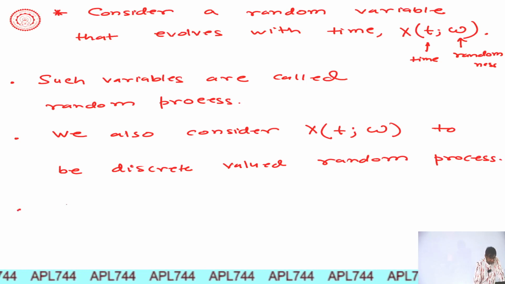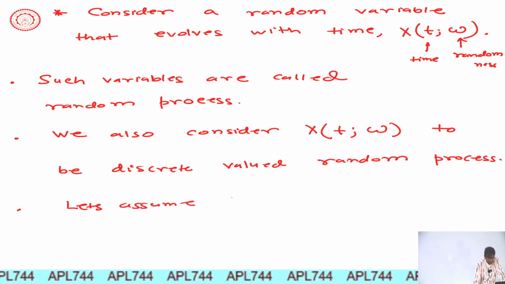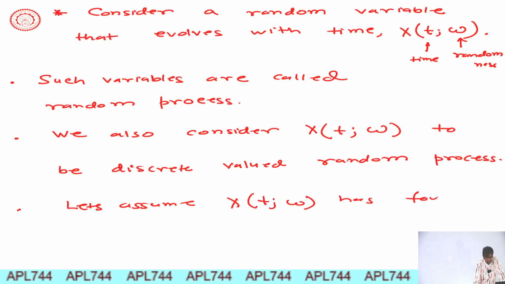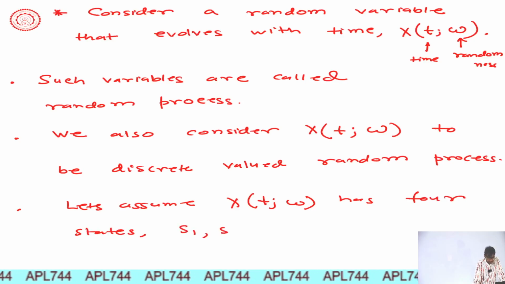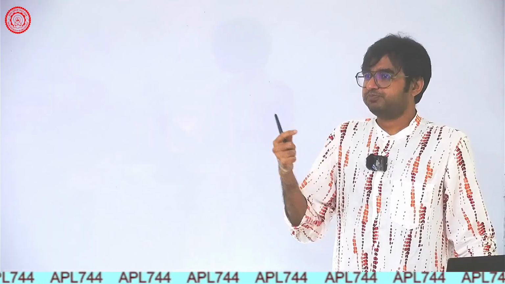So basically, let's assume x(t; omega) has 4 states: S1, S2, S3, S4. What does state mean? State means outcome of the random thing. So what will be an example of S1? In the example I gave, S1 can be extreme hot, S2 will be hot, S3 will be pleasant, S4 will be cold. So how is the weather?